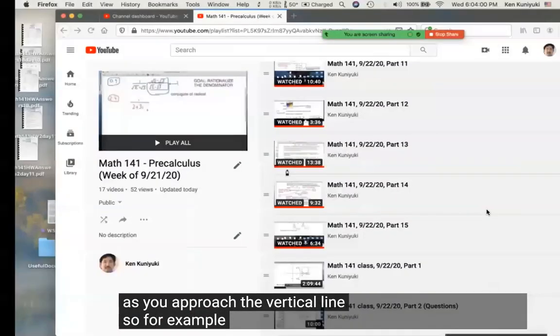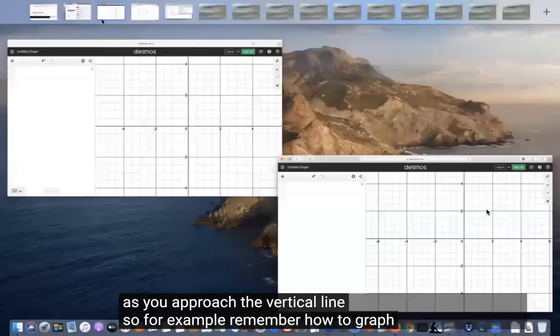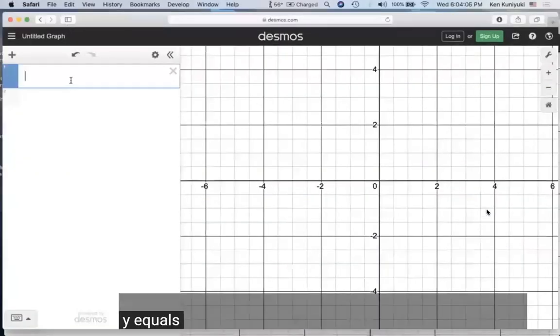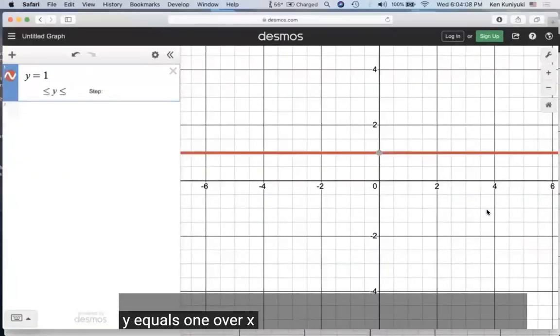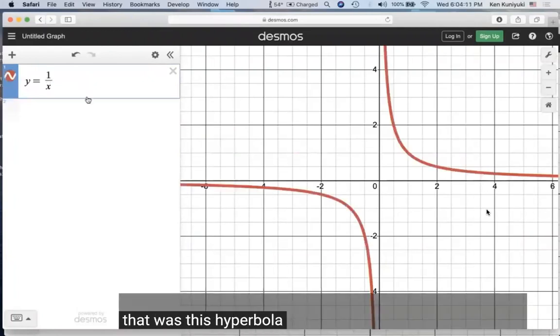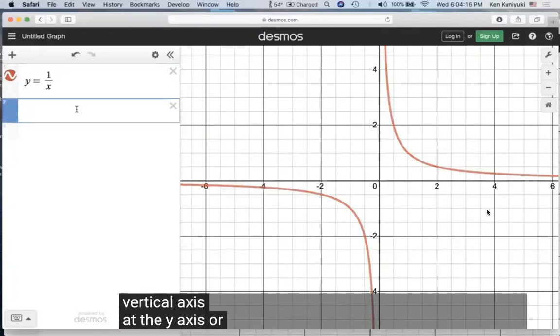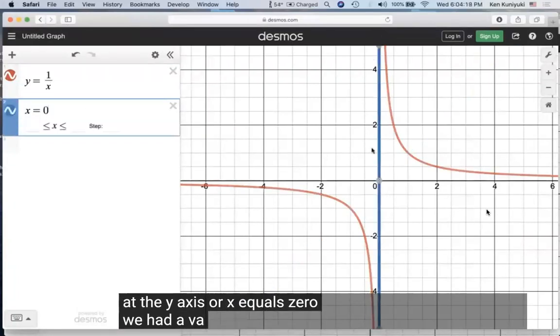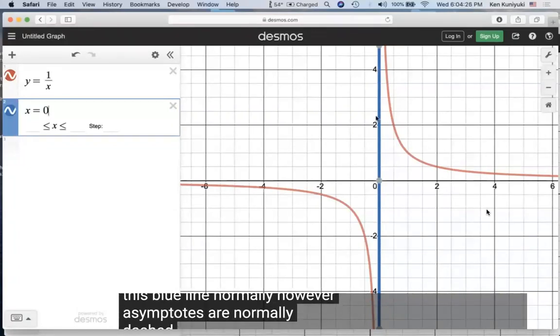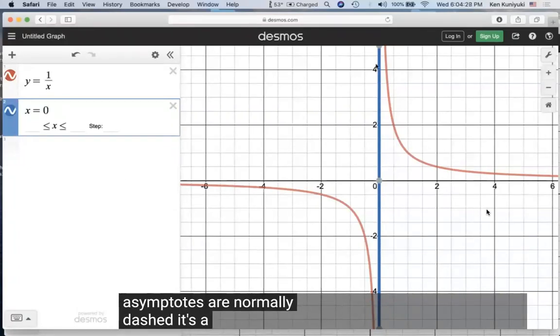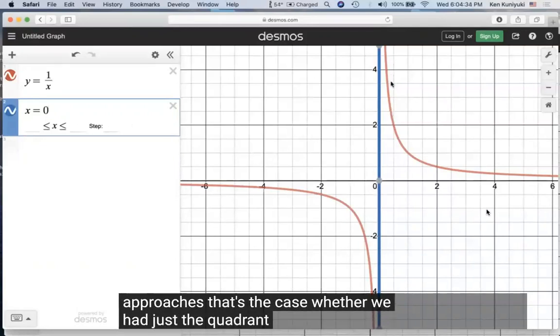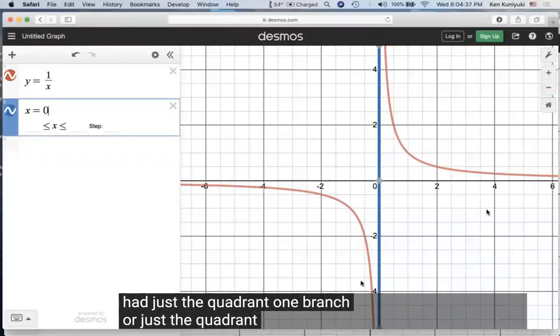So for example, remember how to graph y equals 1 over x. That was this hyperbola, and we had a vertical asymptote at the y-axis, or x equals 0. We had a VA, a vertical asymptote, at x equals 0, this blue line. Normally, however, asymptotes are dashed. It's a vertical line that the graph approaches. That's the case whether we had just the quadrant 1 branch or just the quadrant 3 branch.